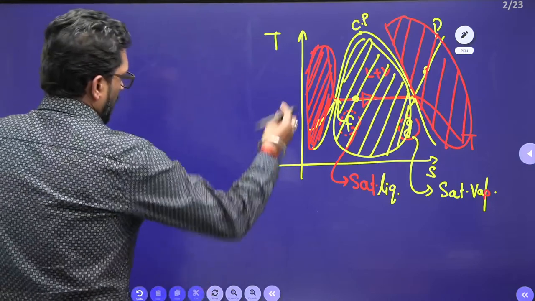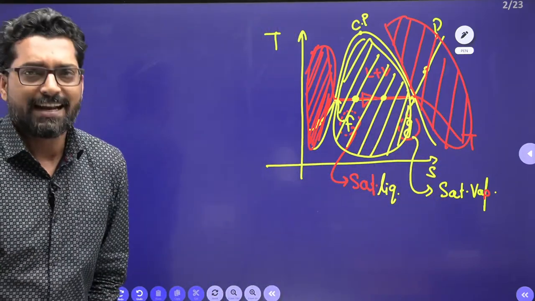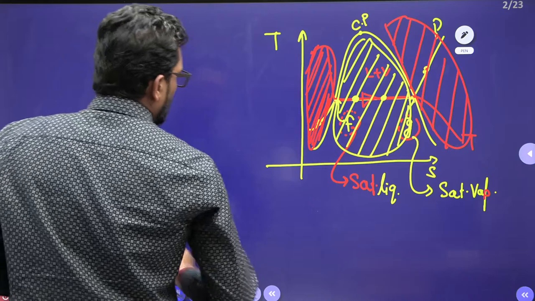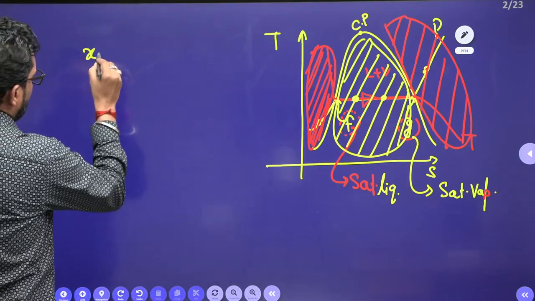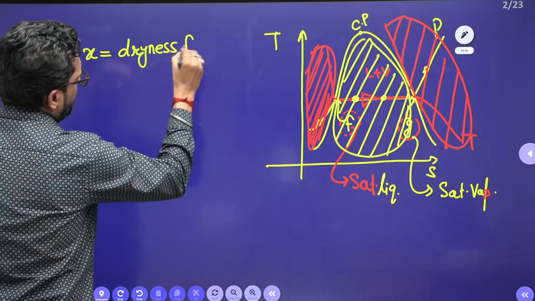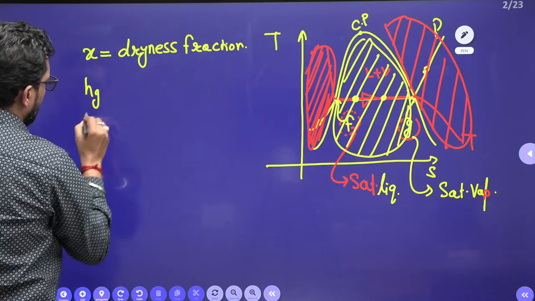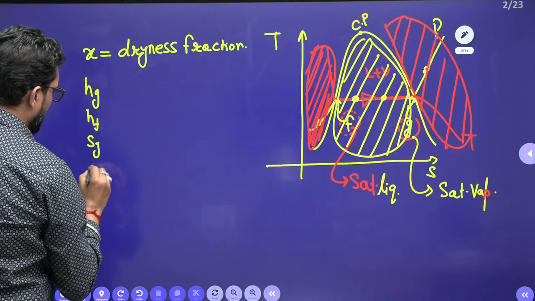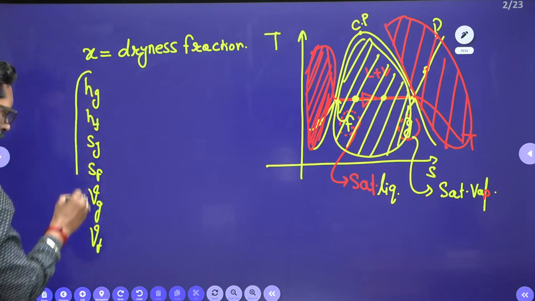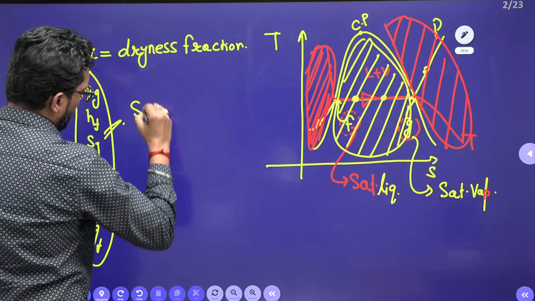Okay, so for each and every formula, this point will be identified according to the dryness fraction. Okay beta, X is the dryness fraction. You have to calculate the dryness fraction, no problem. And all the values, that means hg, hf, sg, sf, vg and vf, you have to get from the steam table.